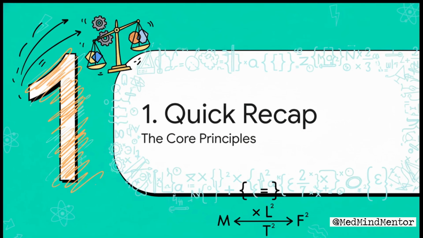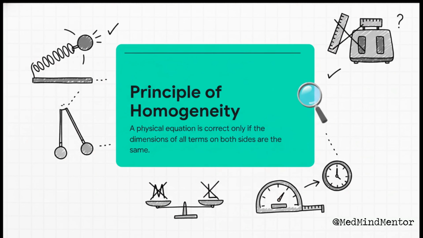Okay, first things first. Let's just do a quick memory jog on the one big idea, the one core principle that makes this whole thing work. This right here is the golden rule, the principle of homogeneity. All it really says is that any physical equation that's legit has to be balanced dimensionally. I mean, it's common sense, right? You can't add apples and oranges, and in physics, you can't add meters to kilograms. The units on both sides of that equal sign have to match up perfectly.